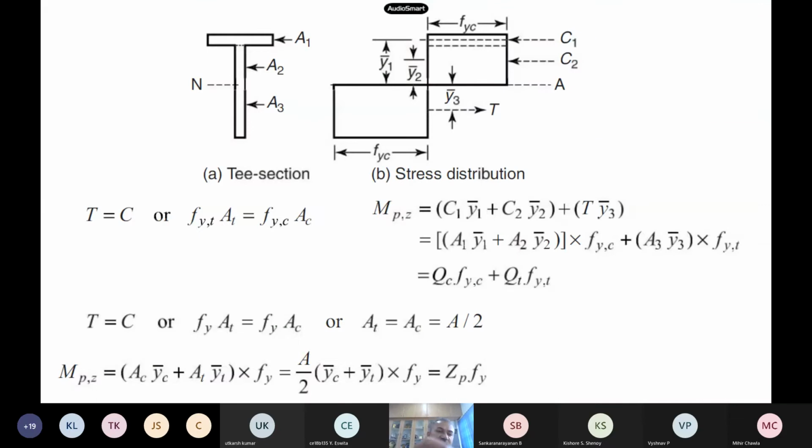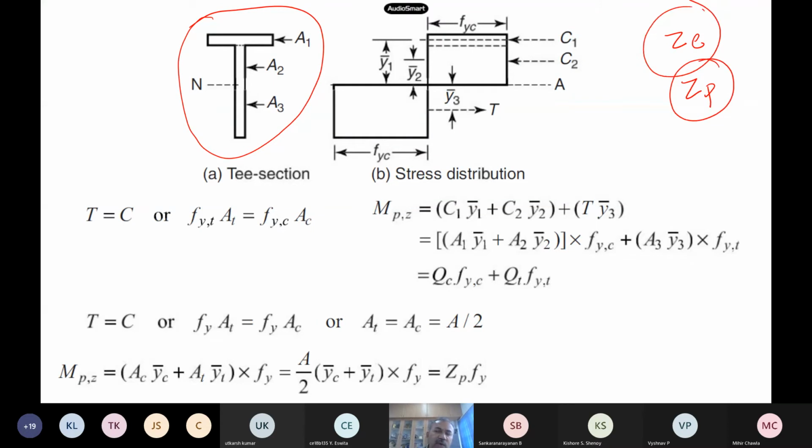Now if you have a T section, how do we find out my elastic section modulus? How do I find out my plastic section modulus also? Because as I told you, in steel we have I sections; rectangular cross sections we don't even use in steel, because they are uneconomical. So T sections and I sections we use.